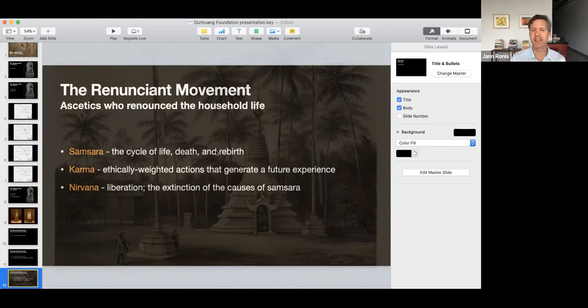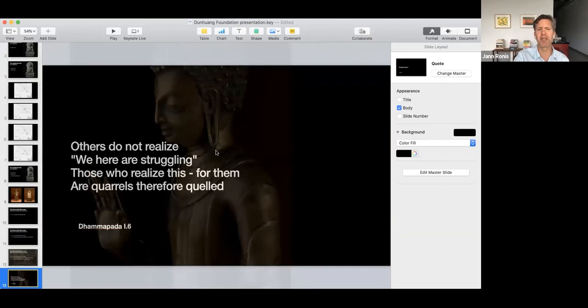Nirvana is the extinction of the causes of samsara, and so therefore all of the mental and physical suffering that's bound up with samsara and karma. So these are the three terms that I want to talk about today: samsara, karma, and nirvana. I hope that they are helping you get a better sense for the original meanings of these important words in Buddhism, but also in Indian religion more generally.